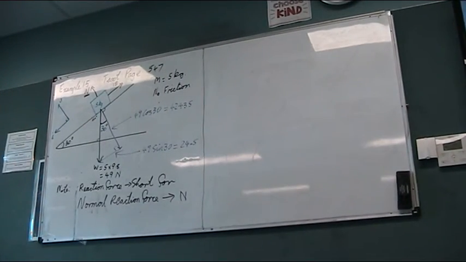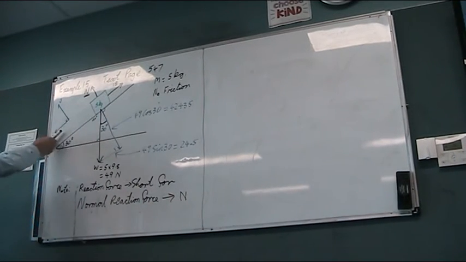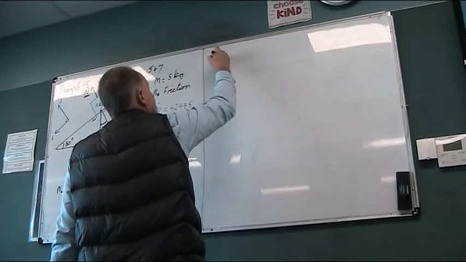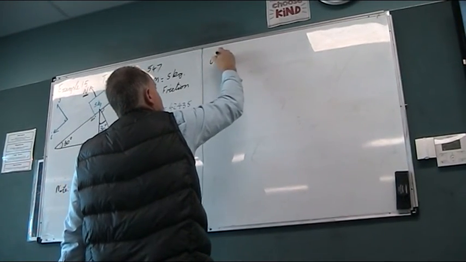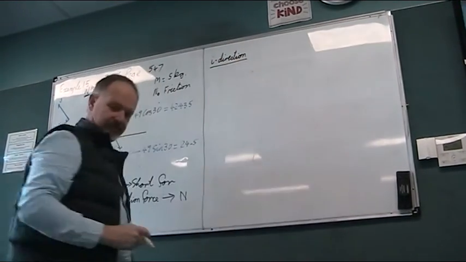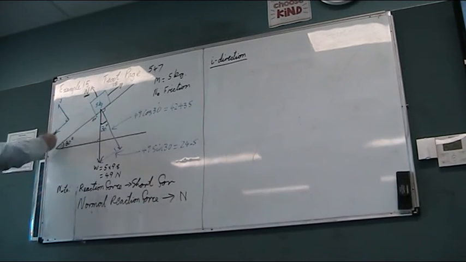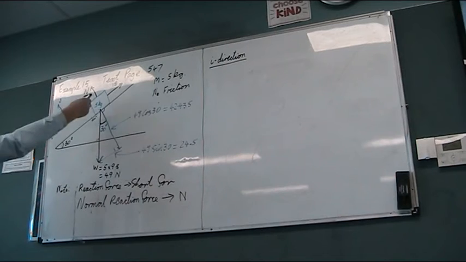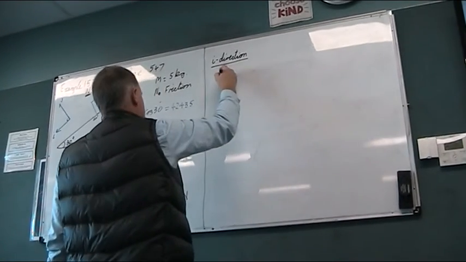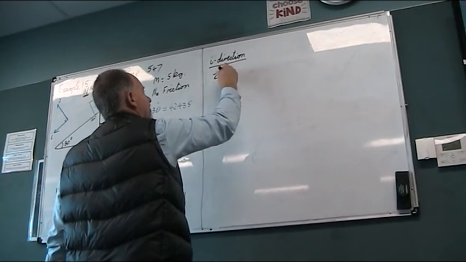Alright, let's have a look. What do we got? If it's going to be accelerating, or moving down the plane here, it's in the I direction. So let's look at some I direction stuff. In the I direction, down this way is positive. So what's down this way that's positive? It's this component of our weight force, the 24.5.